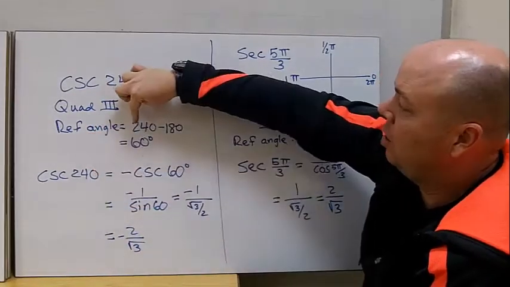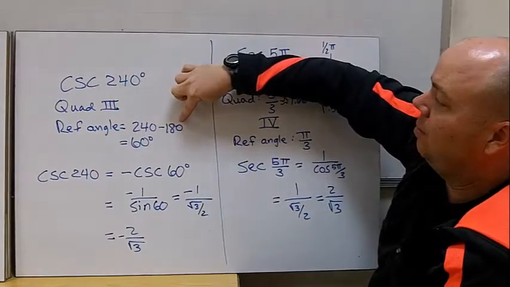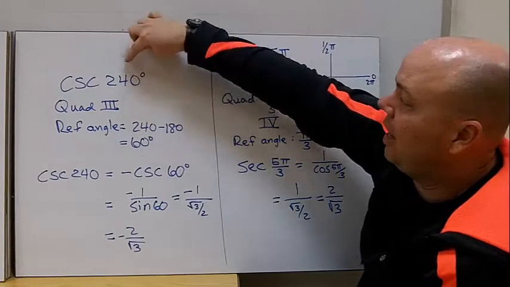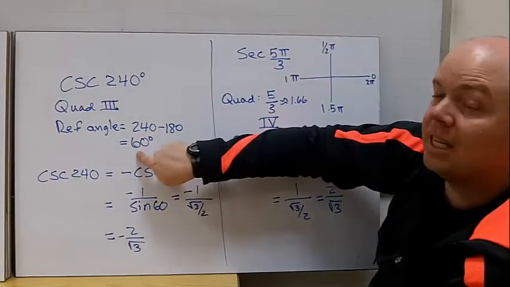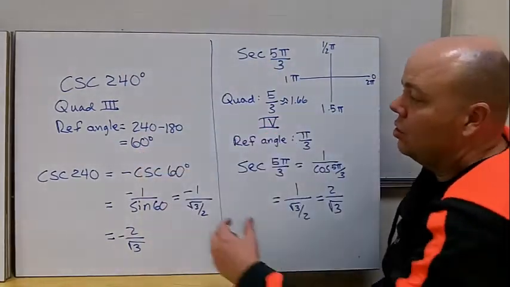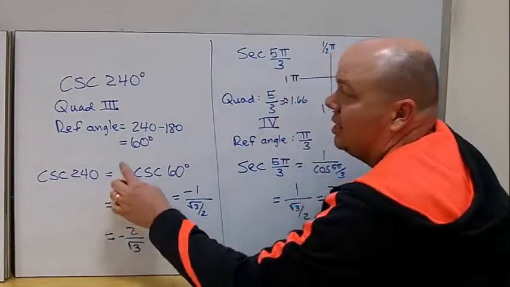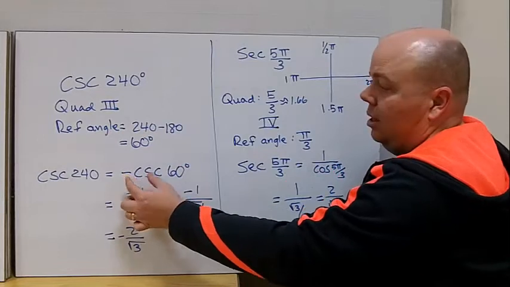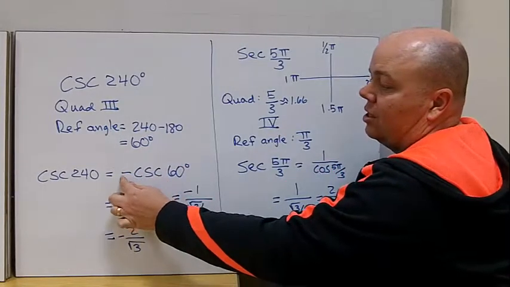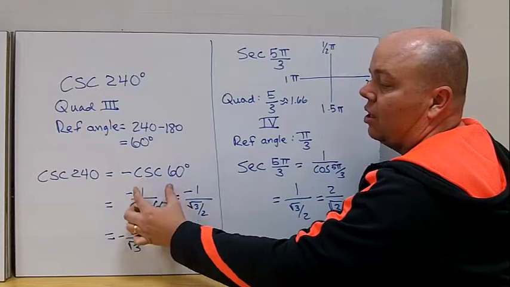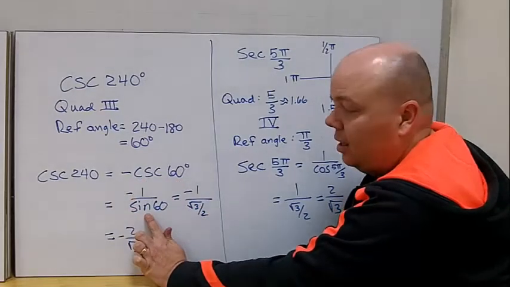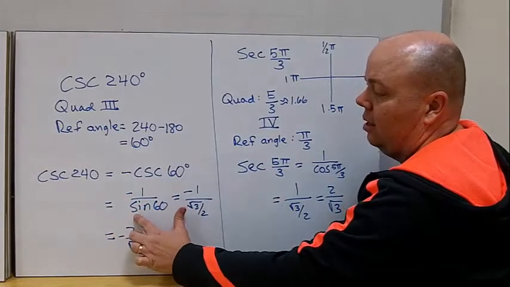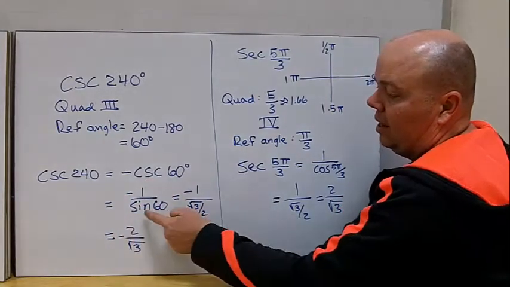The reference angle is 240 minus 180, because I'm in the third quadrant, so I have to subtract 180 from my angle to give me the right reference angle of 60 degrees. So the cosecant of 240, since I'm in the third quadrant, cosecant is negative. So it's a negative cosecant of 60. Cosecant is the reciprocal of sine, so it's equal to the negative of 1 over sine of 60. Negative 1 divided by the sine of 60.